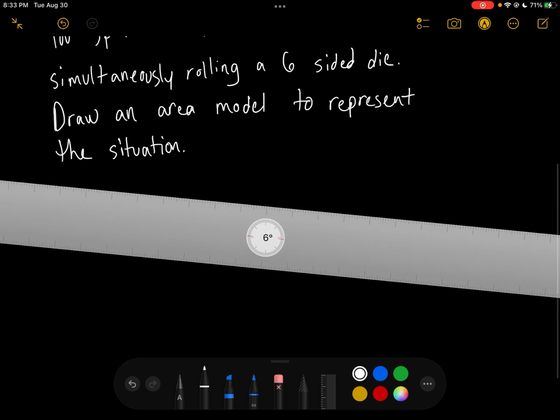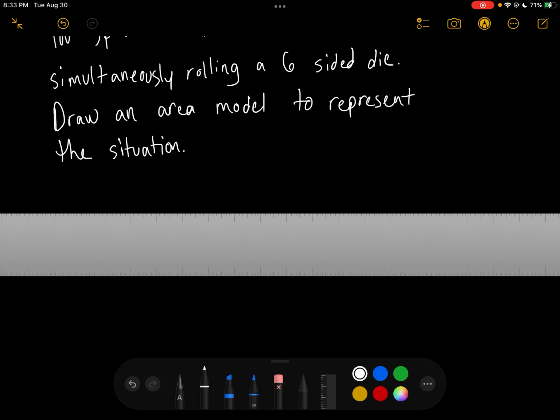We now need to jump into drawing this area model to represent this. And these are pretty tricky. I'm going to try to use this ruler as best as I can. And it's definitely not going to be easy.